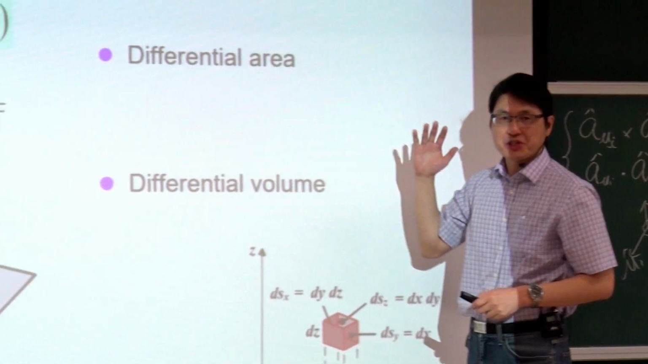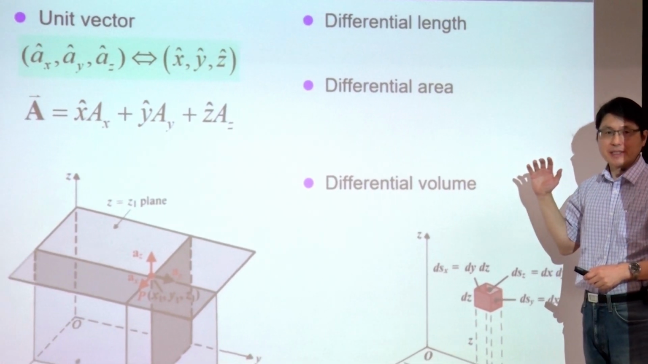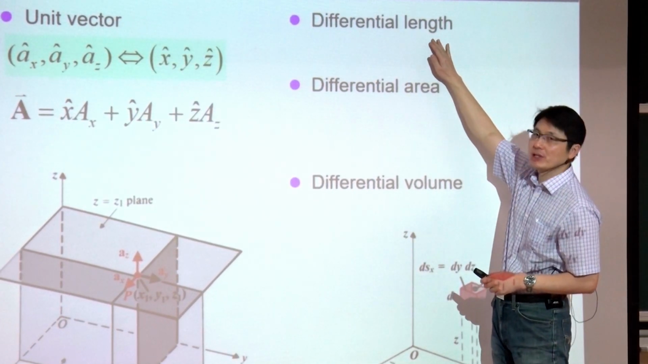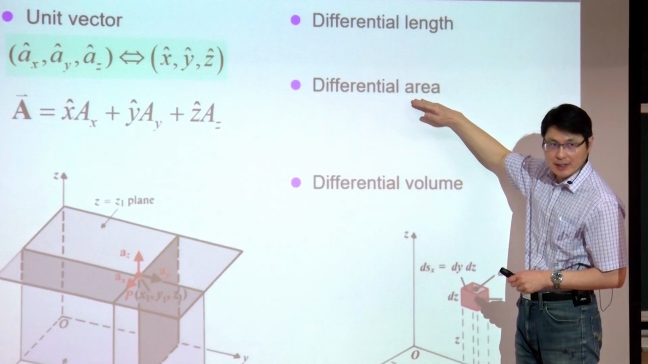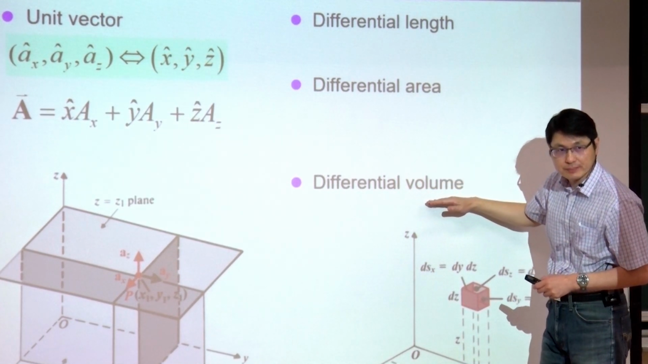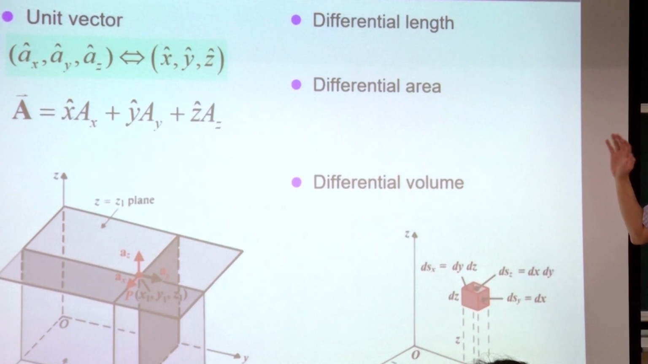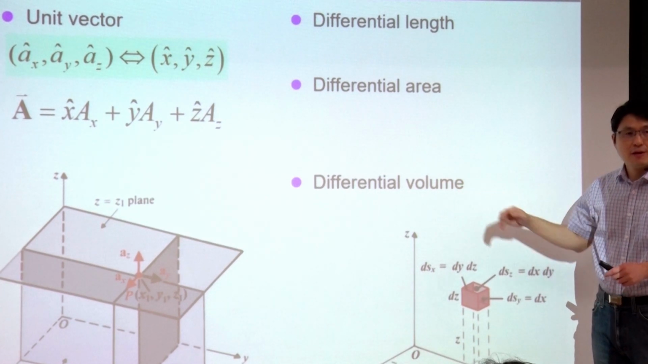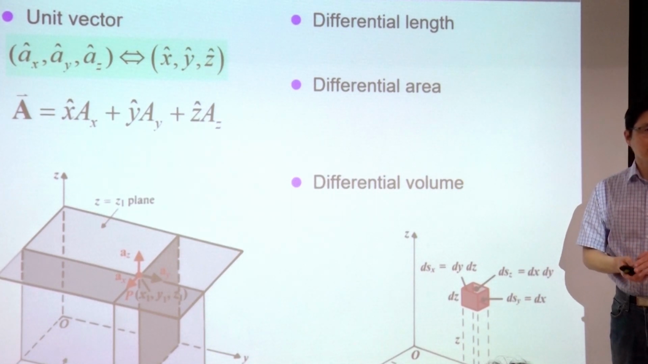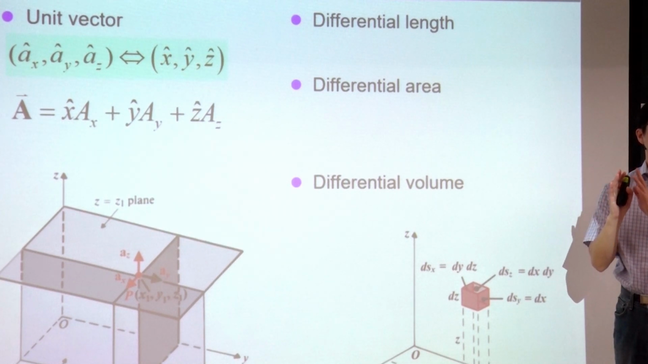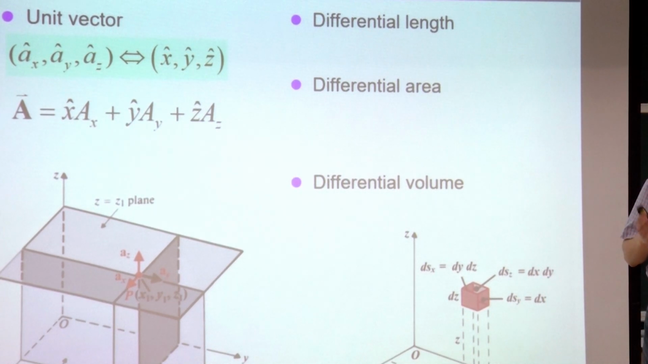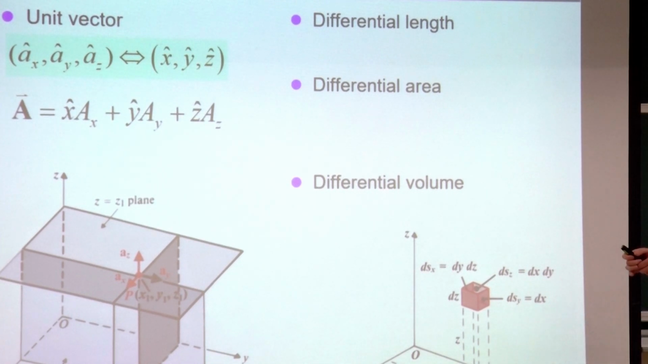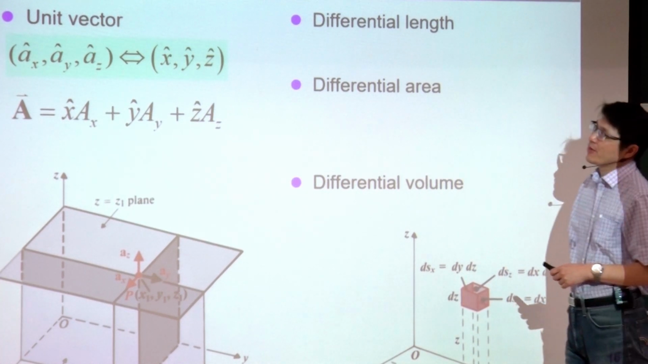You have to understand about the orthogonal coordinate systems, their definition, and their resulting differential length, differential area, and differential value. Once you understand all these three parameters for three orthogonal systems, then gradient, divergence, curl are actually very straightforward. Alright? So, the first one is Cartesian coordinate.